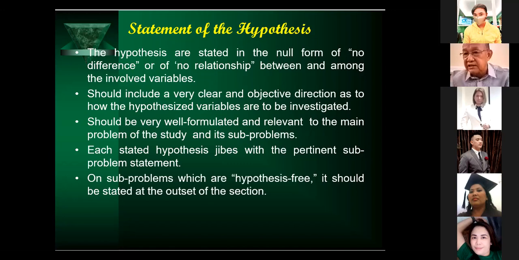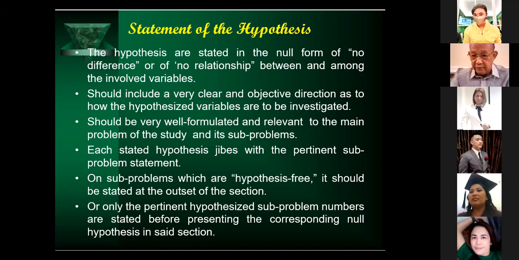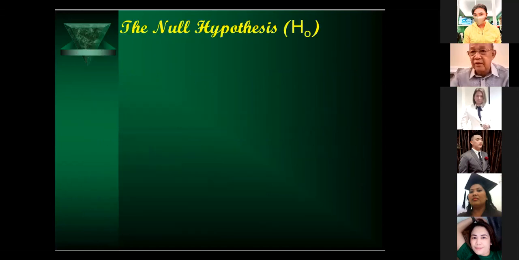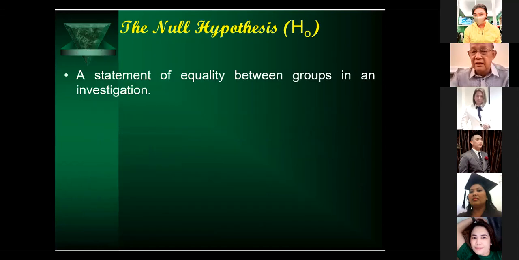Bakit set ang sinasabi ko? Null hypothesis, H sub 0, followed by your H sub 1, the research or the alternative hypothesis. Siguro mas maganda kung we try to examine some example. Let us just remember, before we go to the analysis of different examples, I like to emphasize that a statement of equality between groups in an investigation is one characteristic of null hypothesis.